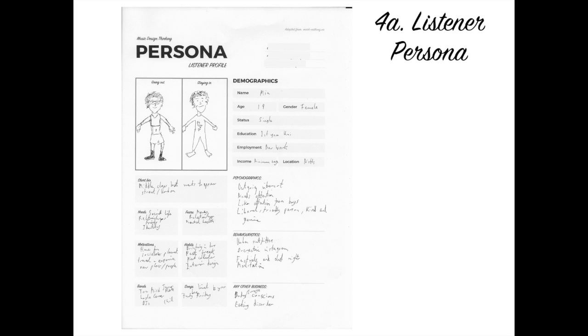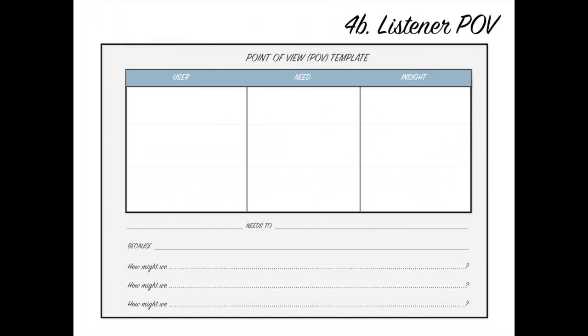Step 4b is the listener point of view, or POV. This creates a short ad-lib or mad-lib type statement of who the user is, what their need is, and why they have that need.